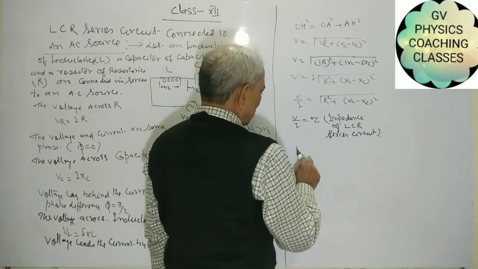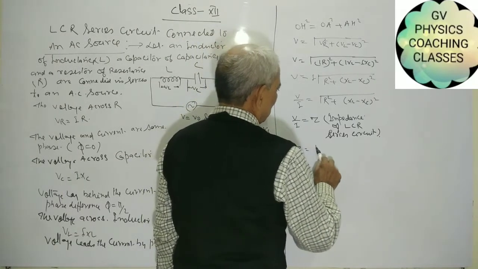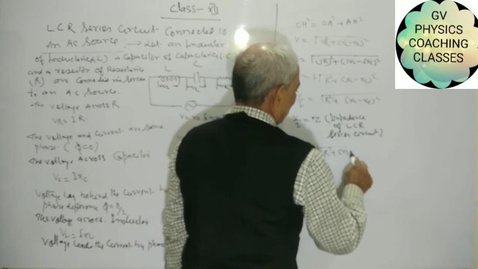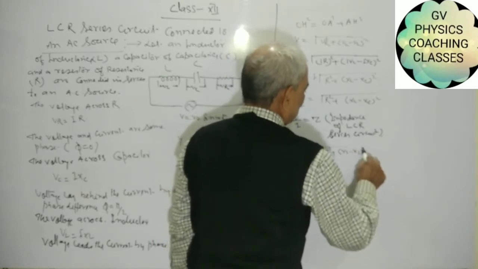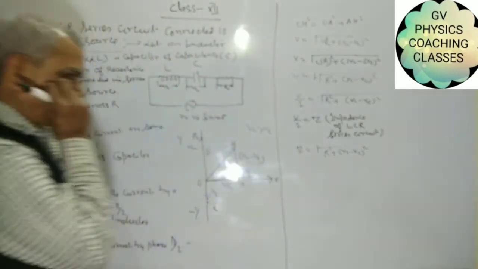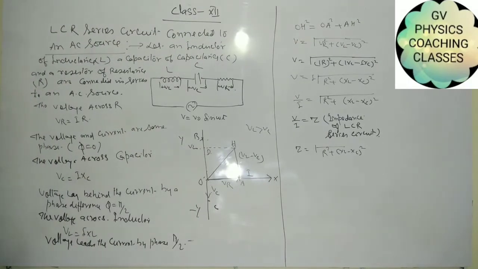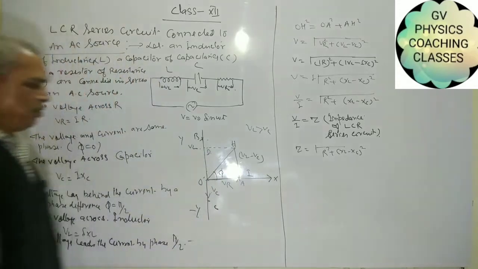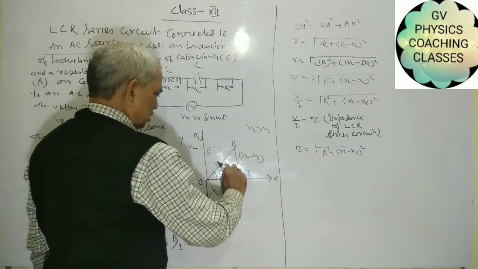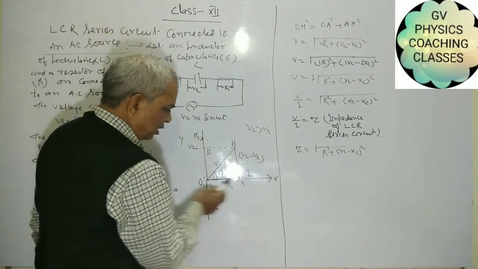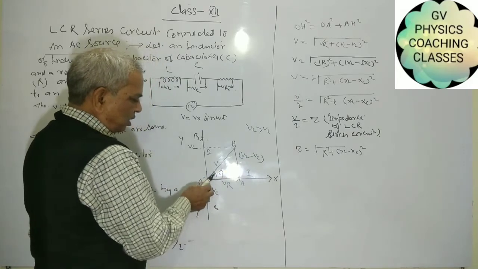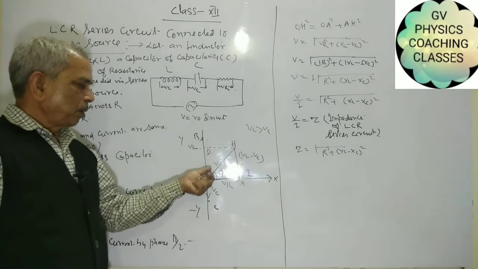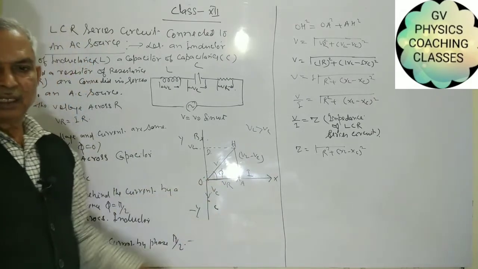So Z equal to the square root of R square plus XL minus XC whole square. Let phi be the phase difference between the voltage and the current, the direction of the current is such and the resultant voltage is such. So the phase difference between the voltage and the current is phi.